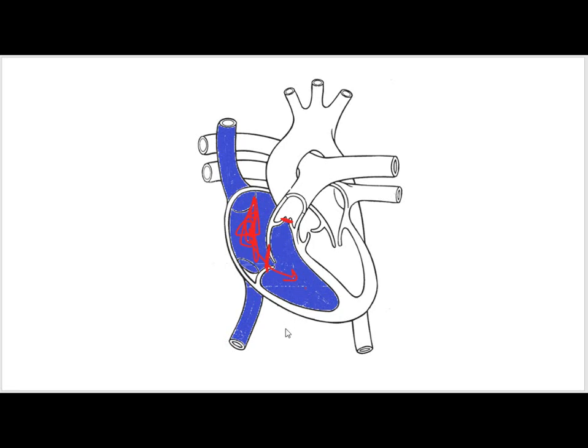Now, at this point, the ventricle will contract. It will just squeeze. As it squeezes, what is going to happen? The pressure inside the ventricle will increase. As the pressure increases, this increased pressure will force this door to open. So the door will open and the blood will flow into the pulmonary arteries. So the blood is now flowing to the left and right pulmonary arteries, which will take the blood to the lungs.